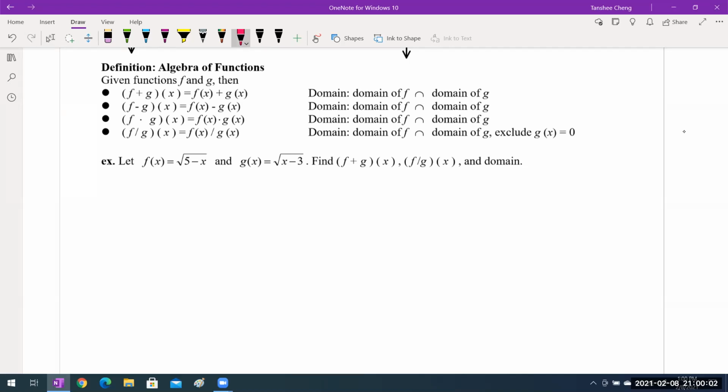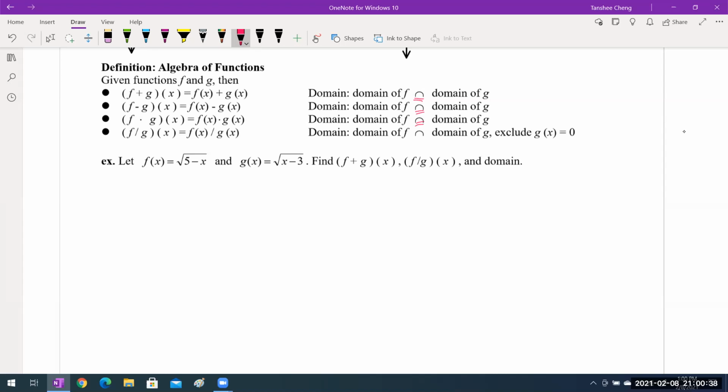Addition of functions. Here's a notation that's not new to us. Subtractions, multiplications, and divisions. And you can extend it, addition, subtraction, multiplication, by adding what? Plus h, and so on and so forth. And what I want to recall is the domain. The domain of addition, subtraction, and multiplication of two functions is simply the intersection of the domains of those two functions.